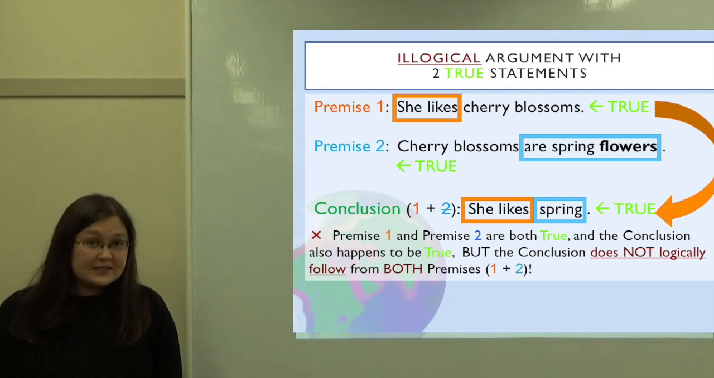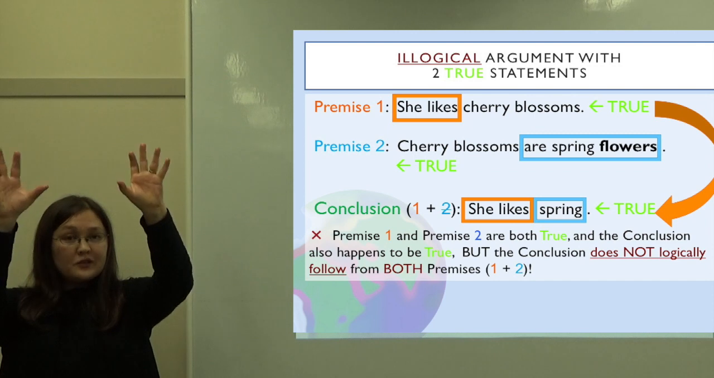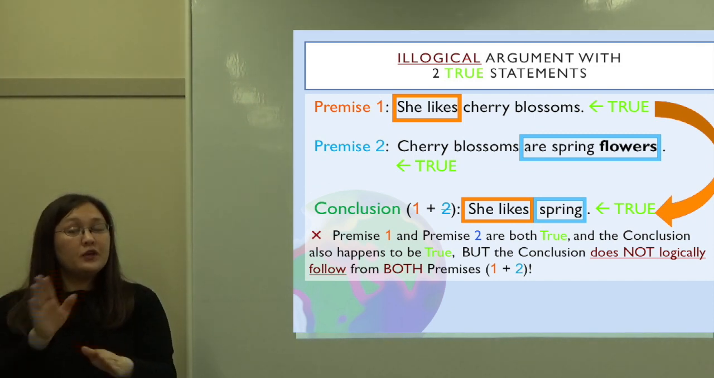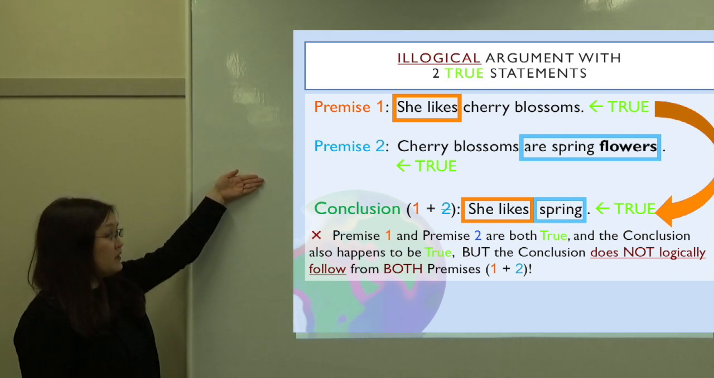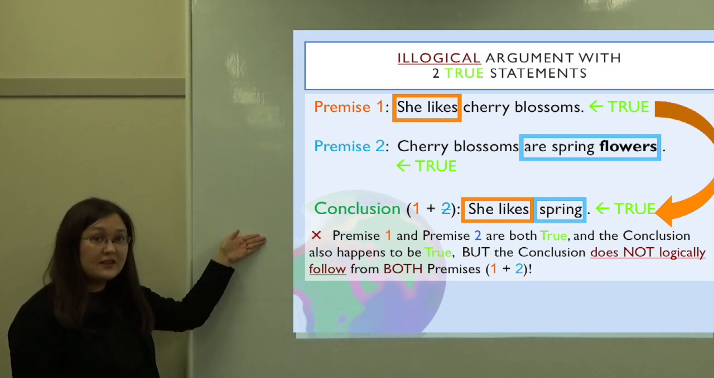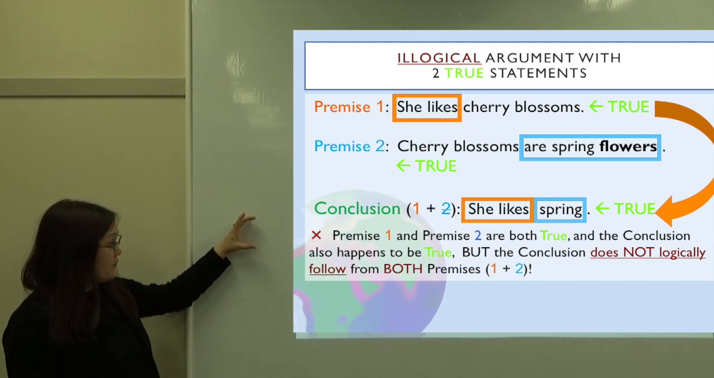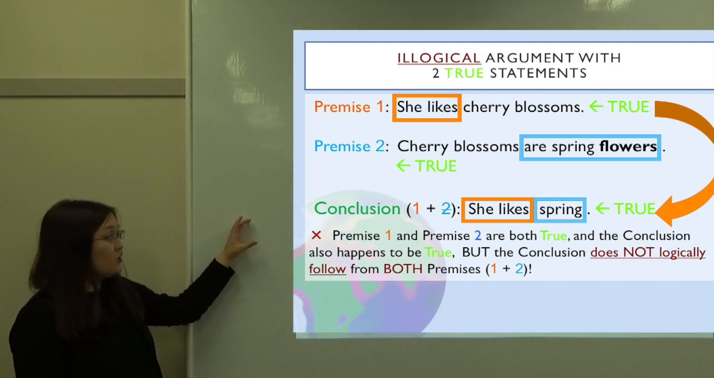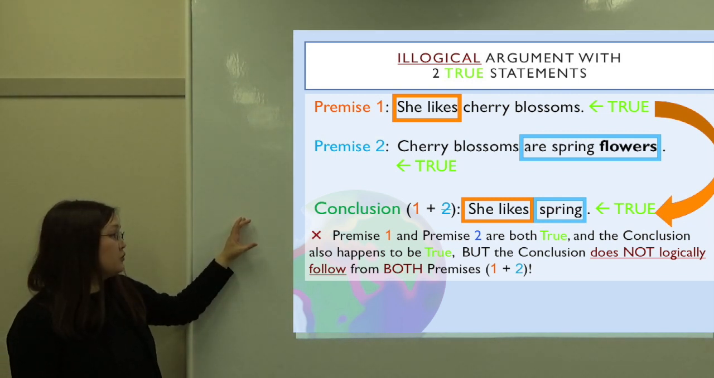It is necessary to put all of the information of premise 1 plus all of the information of premise 2 into the conclusion. We cannot lose any information. But here in premise 2, the word flowers has disappeared. It's not in the conclusion. So this means that part of the premise has been lost. So the logic has been not kept according to the rules.